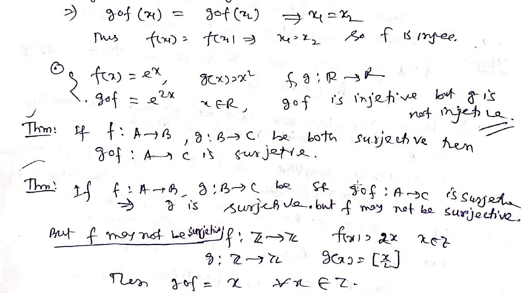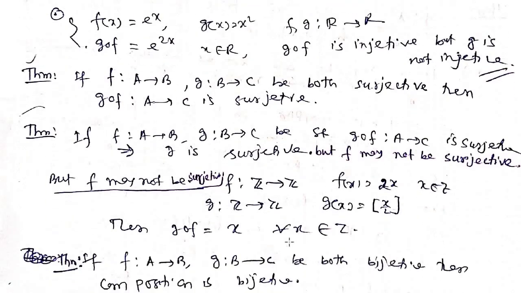One thing is true. If g compose f is surjective, then we can say g is surjective, but f may not be surjective. So you can prove it easily. Example, let f be a mapping from Z to Z, f(x) equal to 2x, and g from Z to Z, g(x) equal to floor of x by 2. So what is this floor of x by 2?